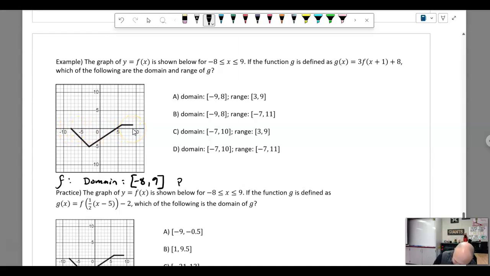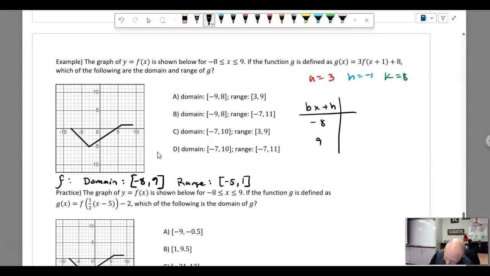The range is going to be -5. I take the lowest y value and my biggest y value, which is 1. And then now this is just like the problems that we just did. I'm going to identify my parameters. a is 3, h is -1, and k is 8. And I'm going to go ahead and do the same exact calculations. So bx plus h. Let's see what we got here. So -8, 9. I don't have a b value, but I do have an h value, which is -1. So -9 to 8.